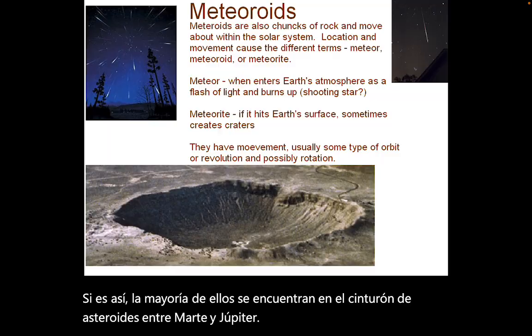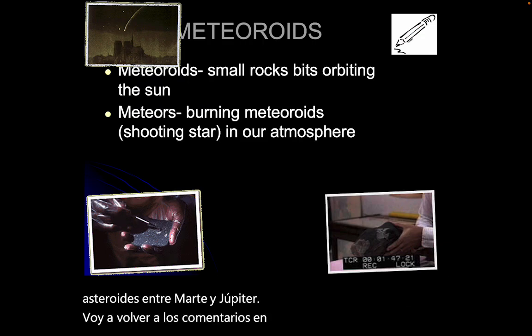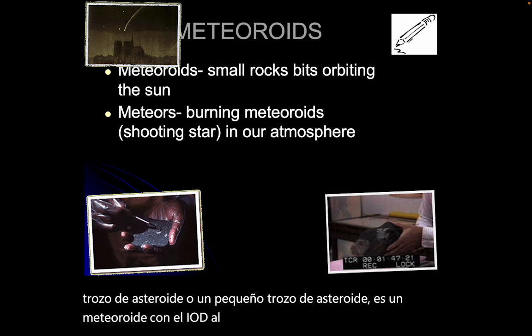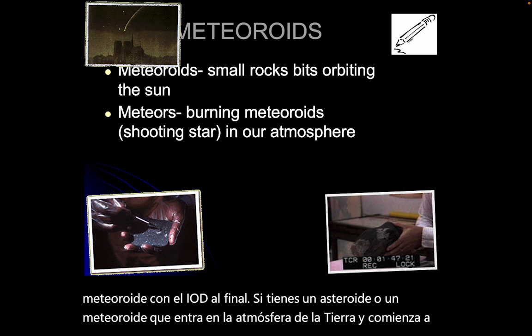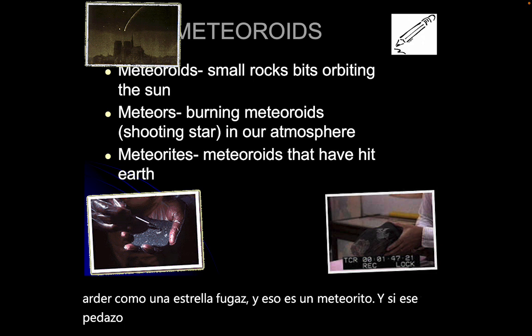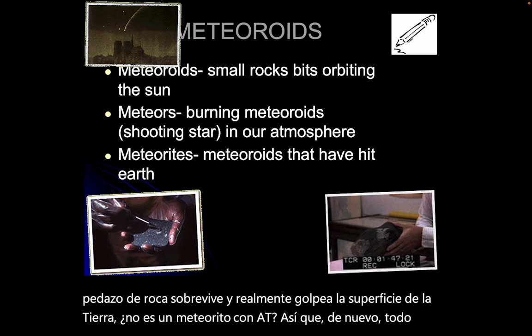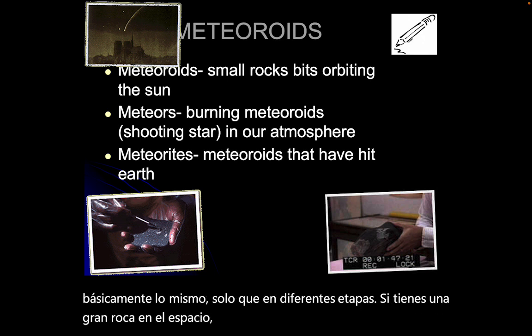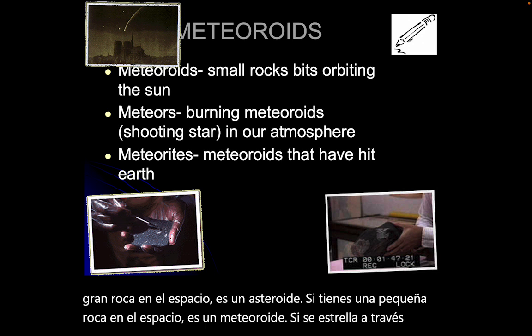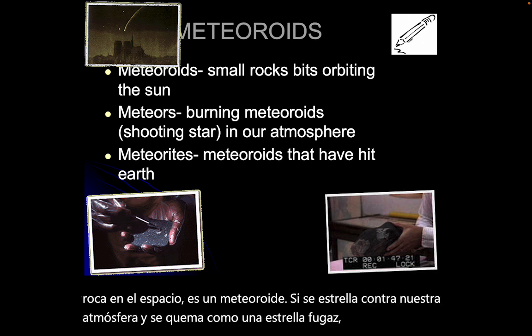I'm going to go back to comets in a minute. If you have a small chunk or a little piece of asteroid, it is a meteoroid, with the OID at the end. If you have an asteroid or a meteoroid that comes into Earth's atmosphere and starts to burn up like a shooting star, that is a meteor. And if that chunk of rock survives and actually hits Earth's surface, it is a meteorite with a T. So again, all basically the same thing, just at different stages. If you have a big rock in space, it's an asteroid. If you have a small rock in space, it's a meteoroid. If it's crashing through our atmosphere and burning up like a shooting star, it's a meteor. And if it survives and hits Earth's surface, it is a meteorite.